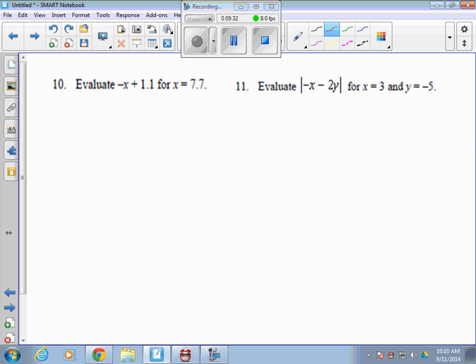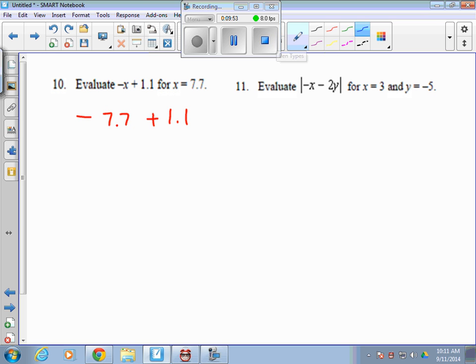Number 10 says to evaluate negative x plus 1.1 when x's value is 7.7. So negative, and then x's value is 7.7, plus 1.1. So we have a negative value, and it's not even necessary to have those parentheses in there. We have a negative value adding to a positive value.